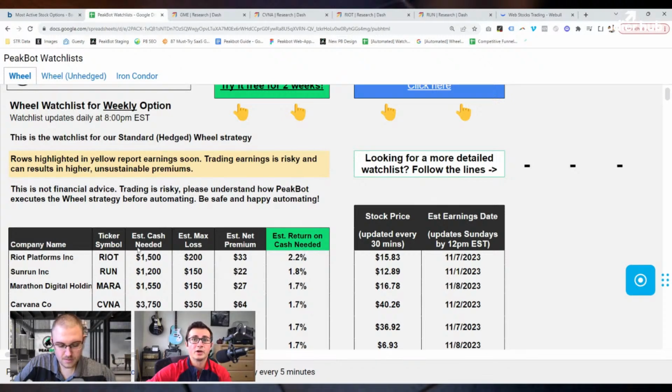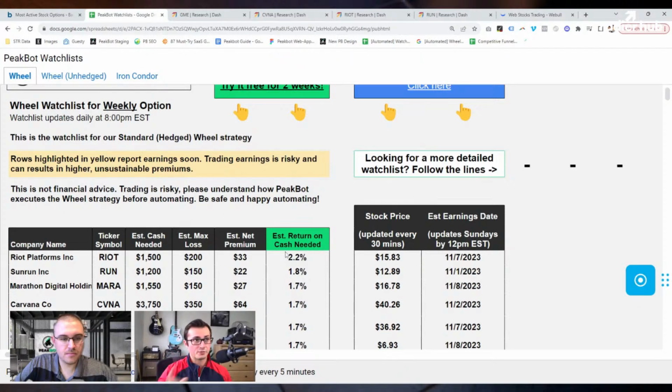So in the example of Riot, we're estimating that we're going to sell, looks like the $15 strike, but that equates to $1,500. The max loss is going to be $200. Again, that's based on the spread that's set. And then we've got our net premium of $33 here. So when we take the 33 and divide it into the $1,500 in cash we need to have set aside in our account in case we do get assigned, that return comes out to 2.2%.